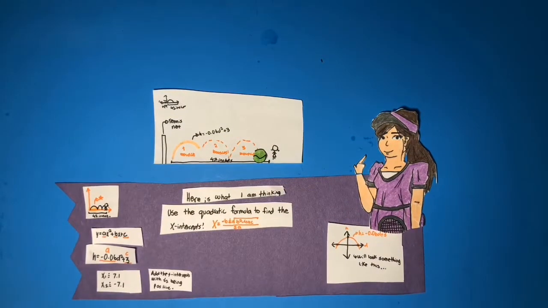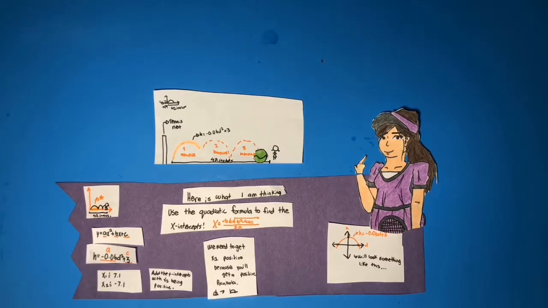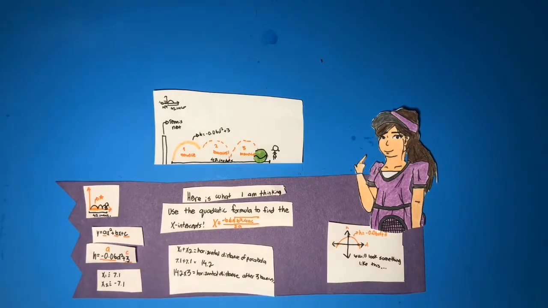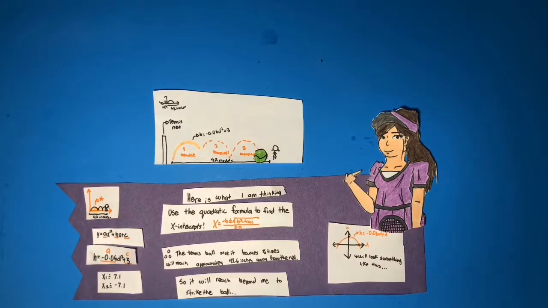Add the x-intercepts with x2 being positive. We need x2 positive because you'll get a positive parabola. Now we must multiply 14.2 inches by 3 to represent the horizontal distance of the tennis ball bounced 3 times, to get 42.6 inches. Therefore, the tennis ball, once it bounces 3 times, will reach approximately 42.6 inches away from the net. So it will reach beyond me to strike the ball.